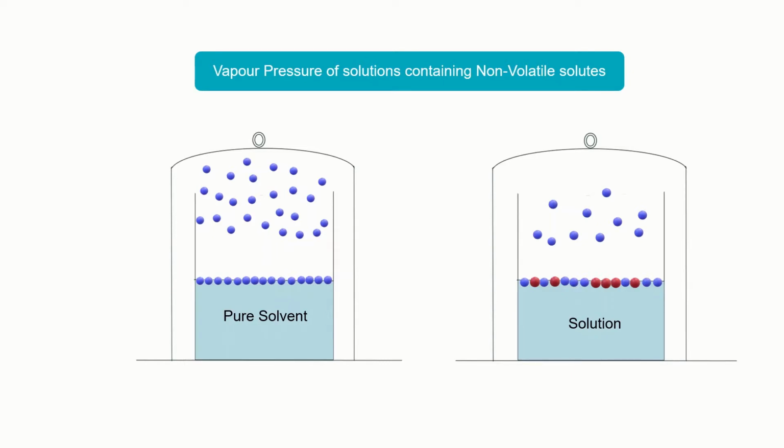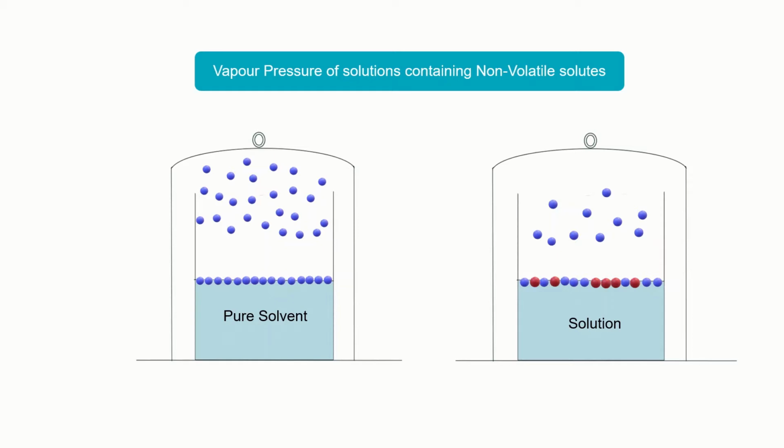Let us understand the effect of adding a non-volatile solute on the vapor pressure of a liquid solvent. In a pure liquid, the entire surface is occupied by molecules of the liquid. If a non-volatile solute is added to a solvent to give a solution, the vapor pressure of the solution is solely from the solvent alone. This vapor pressure of the solution at a given temperature is found to be lower than the vapor pressure of the pure solvent at the same temperature.